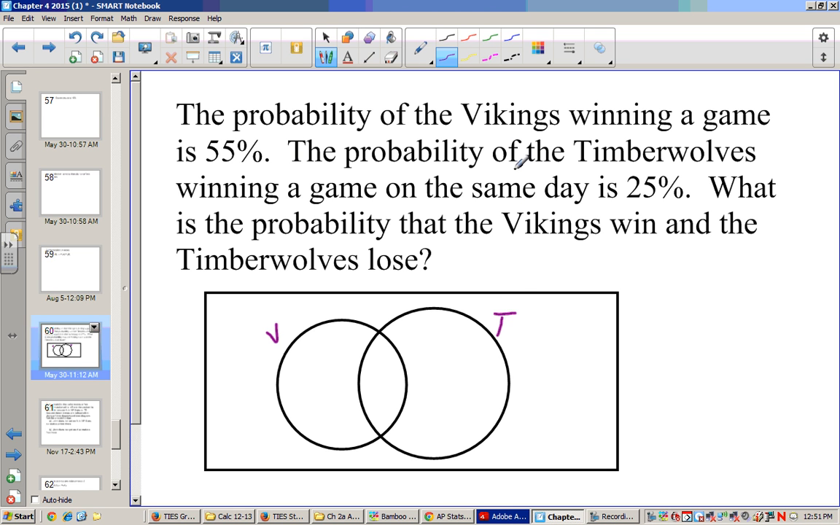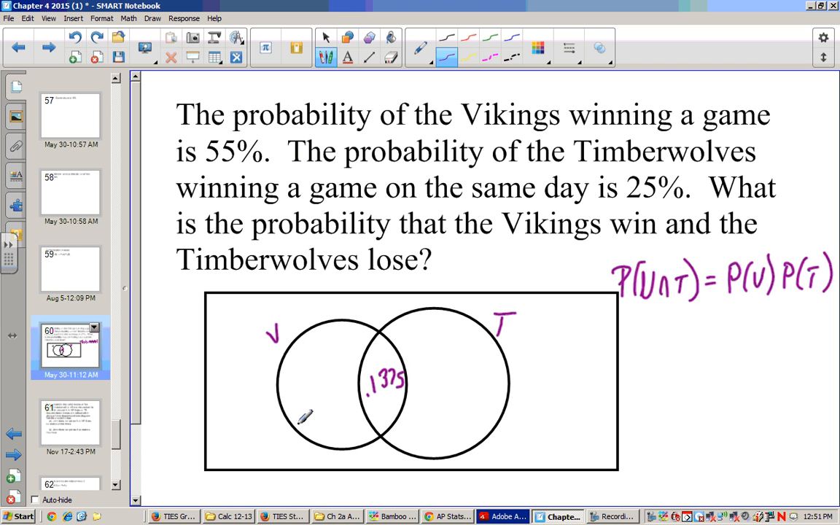Now, independence. Let's think about it. If Vikings win, does that affect the Timberwolves at all, or vice versa? I would highly doubt that. So then we can use the equation: the probability that they both occur is equal to the probability of Vikings times the probability of the Timberwolves. So if I take 0.55 times 0.25, I get 0.1375. So that's the probability that both of the things occur.